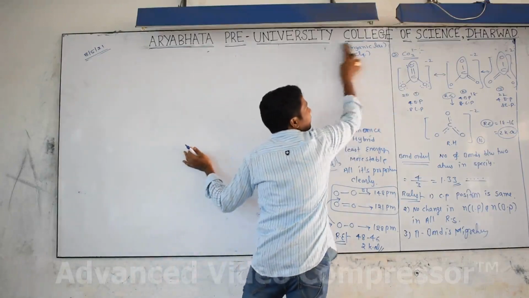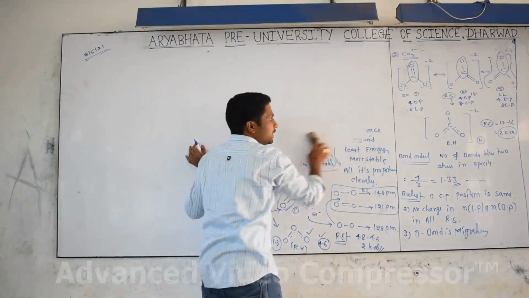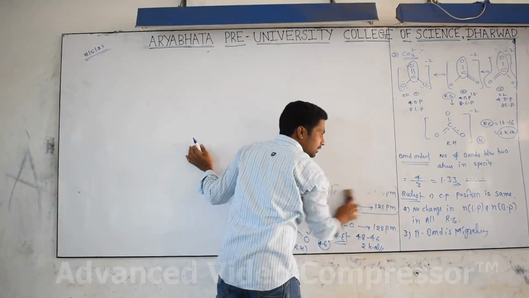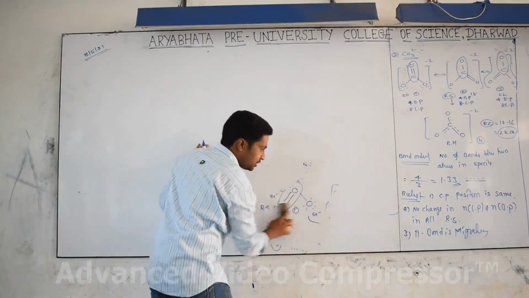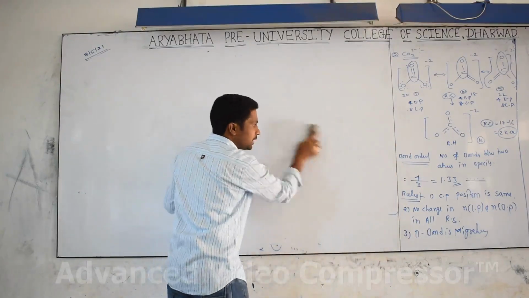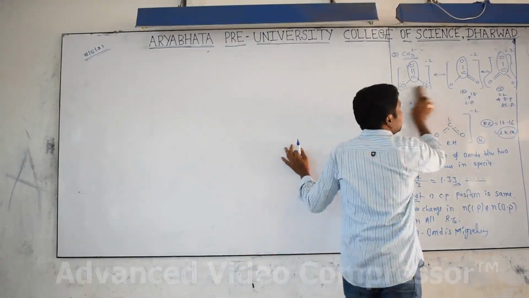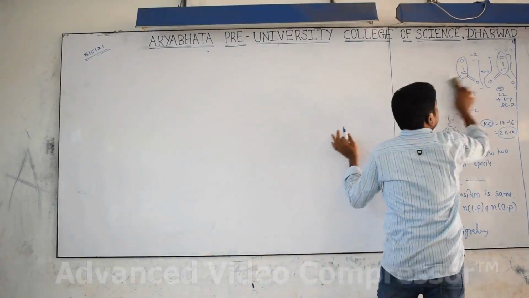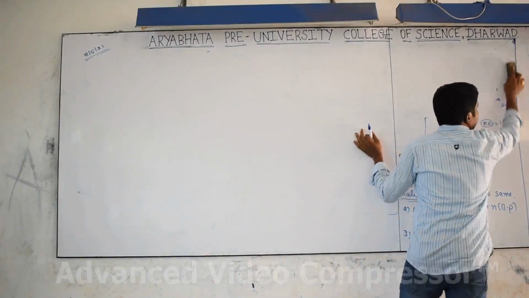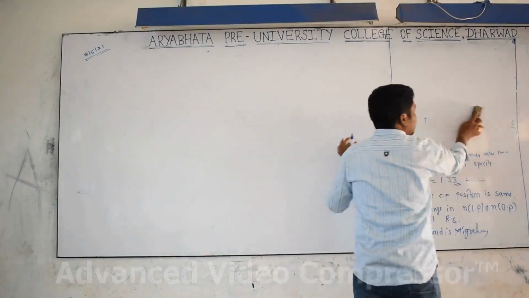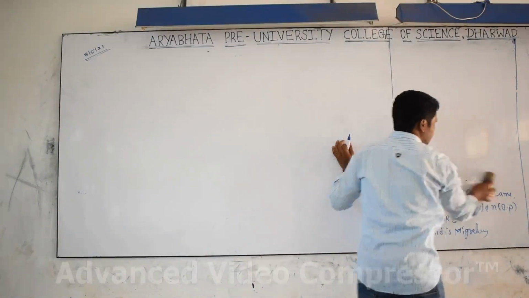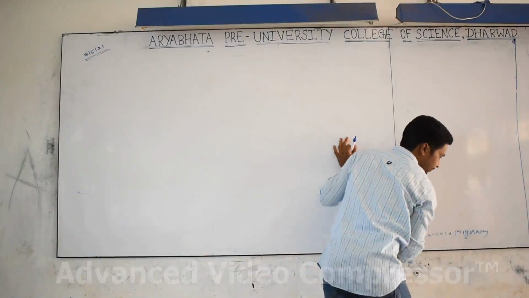Hybridization fails when a molecule has lone pairs. Means when a molecule has lone pairs, the shapes and angles will change. It's not explained by hybridization. So we will learn about VSEPR theory. The VSEPR theory is a successful theory to explain the shapes and bond angles when the molecule has lone pairs on the central atom.